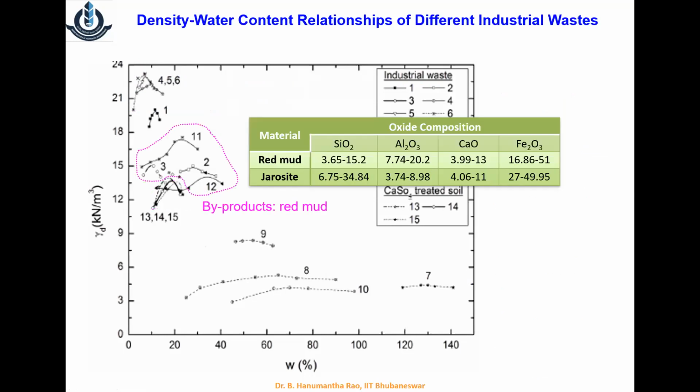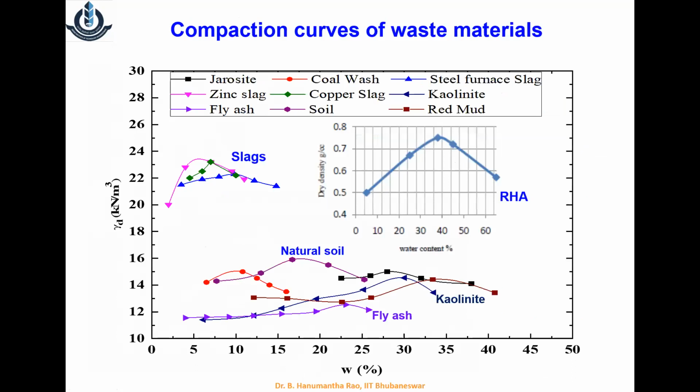And another set of compaction curves belongs to the red mud and zeolite. So these are industrial solid waste materials. Here also you can see the dominance of a particular chemical oxide in these waste materials. And just to give more emphasis on compaction curves, here we compiled different compaction curves. These are the set of compaction curves of the slags, and this is for the rice husk ash, and these are the set of compaction curves for different materials. You can see this is a natural soil, this is the fly ash, and this is a kaolin.